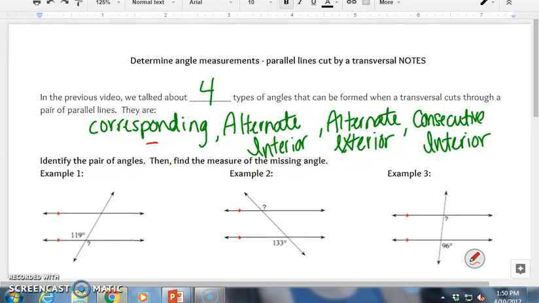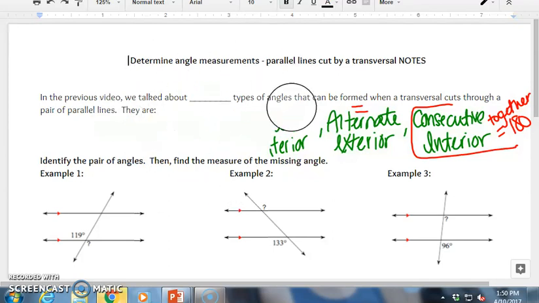All 3 of these, corresponding, alternate interior, and alternate exterior, are equal. The consecutive interior, remember, together equals 180. So corresponding, they're the same. Alternate interior, they're the same. And alternate exterior, they're the same. Consecutive interior is the only thing that is different.